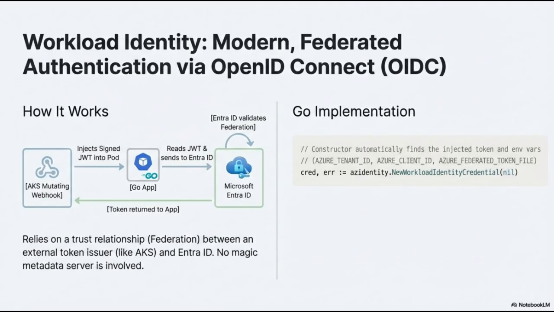The application, shown here as a Go app, reads that JWT and sends it to Microsoft Entra ID. Entra ID then validates the federation between the cluster and the identity provider. Once the trust is verified, a security token is returned to the application, allowing it to access protected resources. The implementation is designed to be developer-friendly. In the Go code snippet provided, you can see that the NewWorkloadIdentityCredential constructor automatically discovers the injected token and relevant environment variables, like the Azure Tenant ID and Client ID. This removes the need for manual configuration and eliminates the risks associated with managing long-lived secrets.